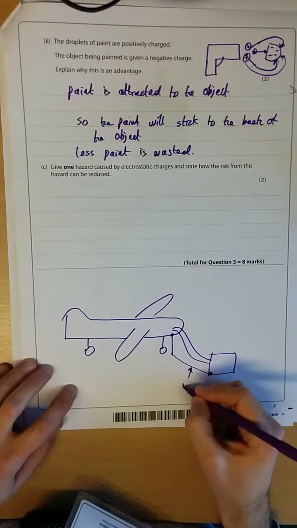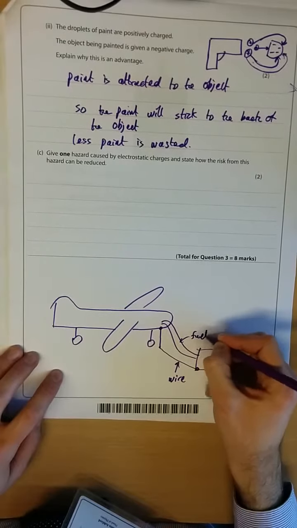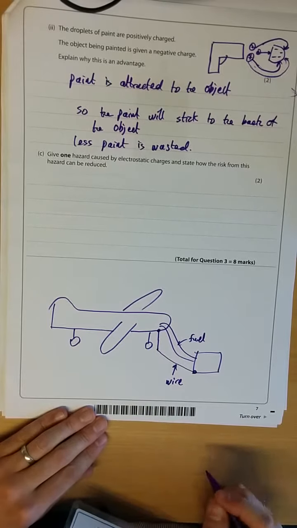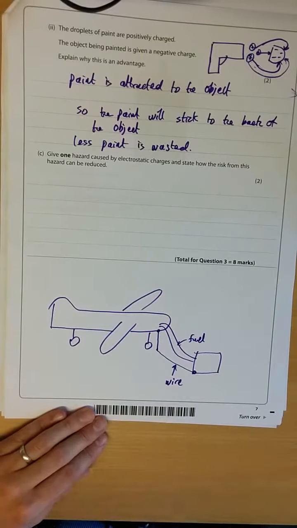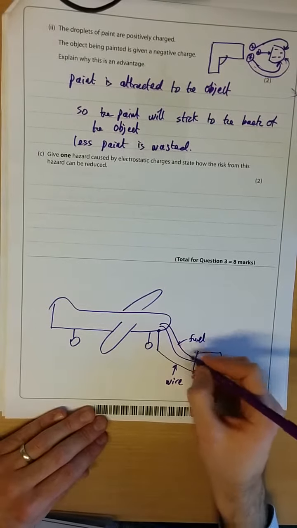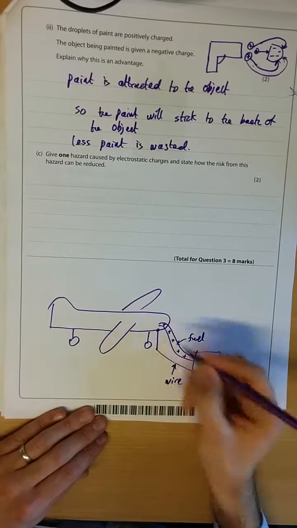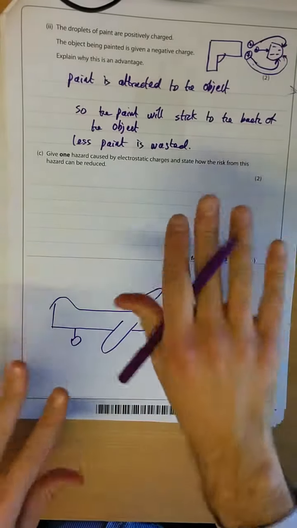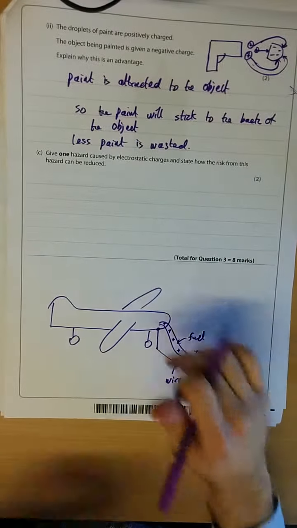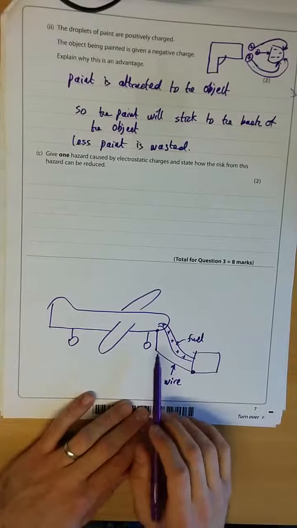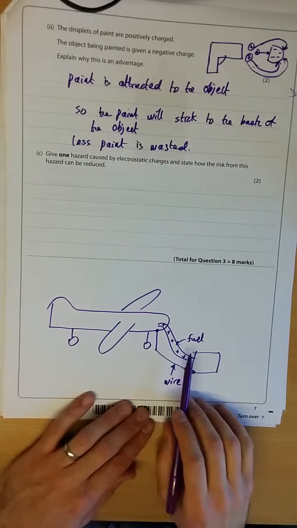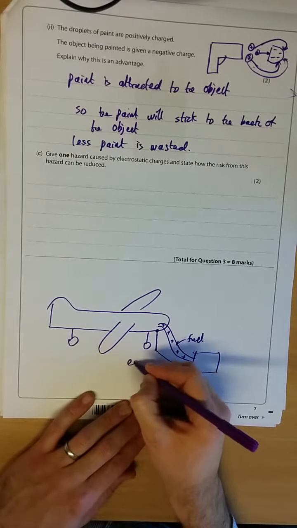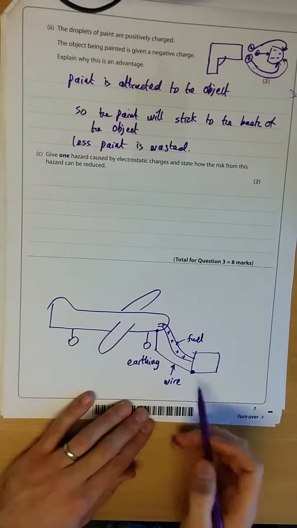They connect it with a wire. So this is where the fuel goes, and then this is where the wire goes. Why do they do that when they're filling up their plane with petrol? Well, the reason is that the fuel can be charged. You probably experienced this a little bit in a car. Sometimes when you get out of the car, you touch the car and you get a shock. It's the same with an aeroplane. It can build up charge. So you might get a shock. But if you do this, it's called earthing.